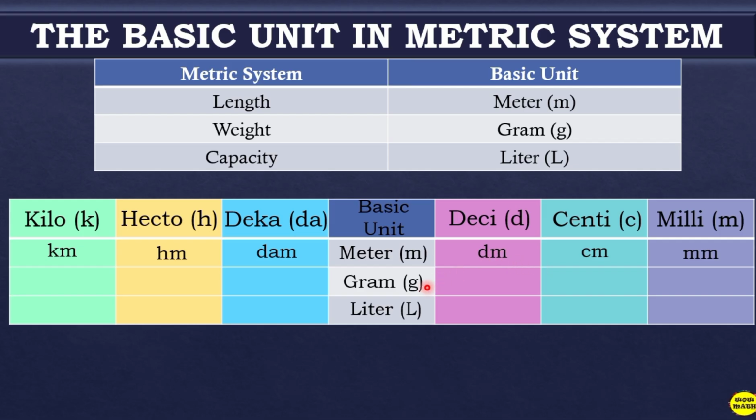Okay, now if you are converting measures of weight, ang basic unit po natin dyan ay gram. Ang symbol po niyan ay G. Therefore, ang magiging symbol natin dyan ay kg, kilogram, Hg for hectogram, Dag for decagram, Dg for decigram, Cg for centigram, and Mg for milligram. Ano napansin nyo? Pinapalitan lang natin yung basic unit niya.